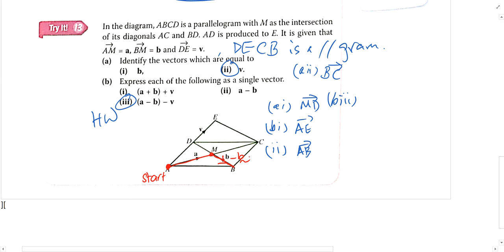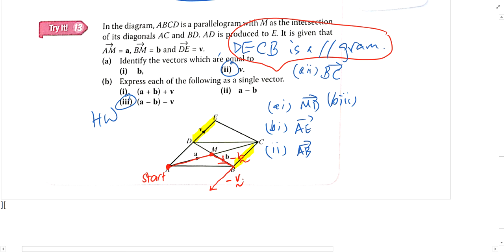Now I need to minus V. Yeah, so I've mentioned earlier to include this portion that DECB is a parallelogram, which implies that this DE is the same as BC. Okay, so DE and BC, they have the same magnitude, they have the same direction. Now I want minus V, so I need to go in this direction for the same magnitude. So this will be negative V.